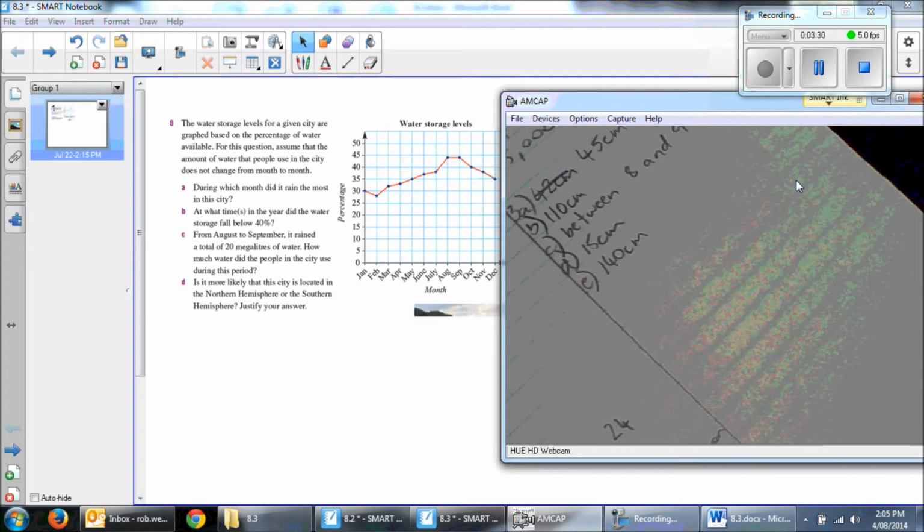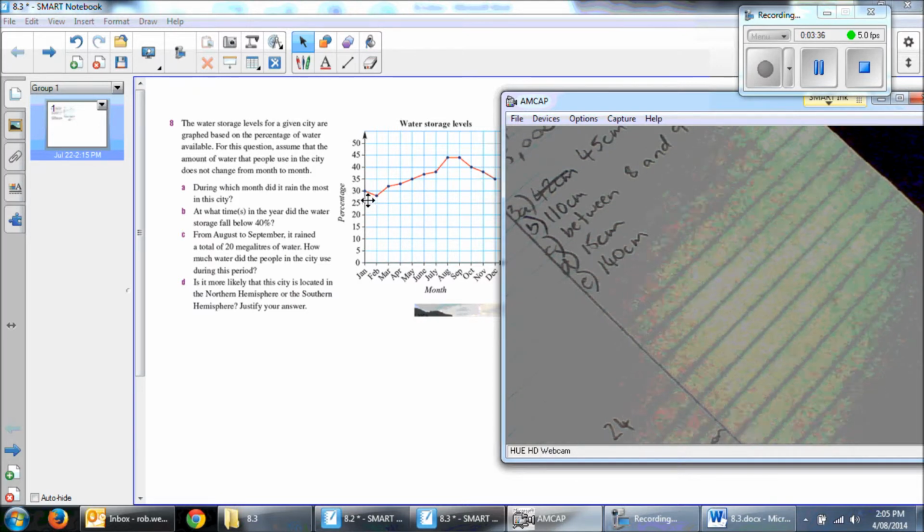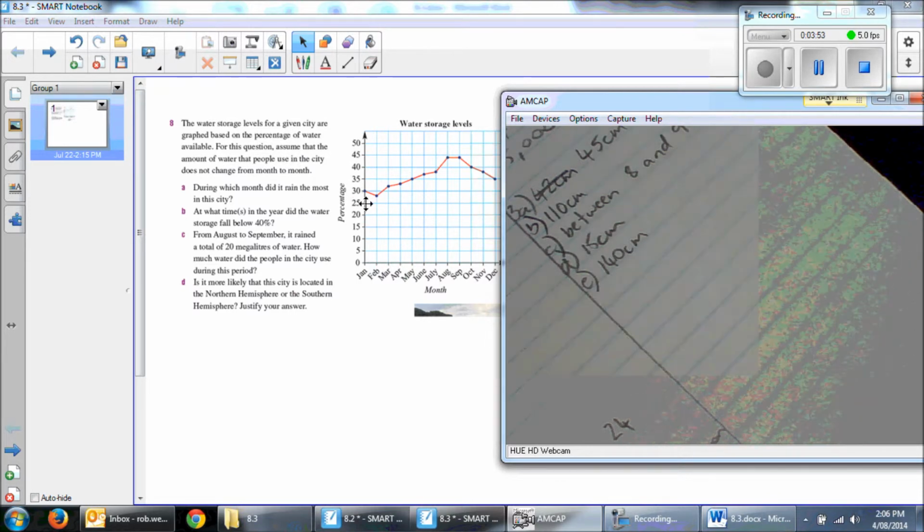So we need to have a look here at our graph. Okay, so from January to February, it's gone from 30% down to around about 28%. These are going up in 5% increments. All right, and this is our storage level. So think of a dam or something like that, where they're looking at storage.